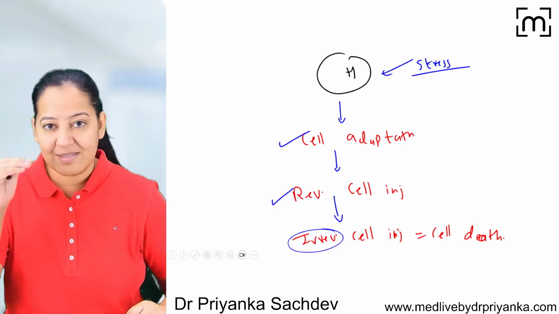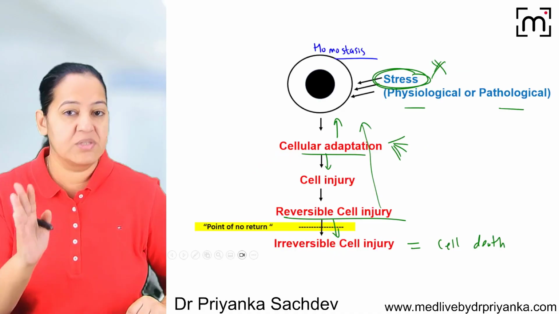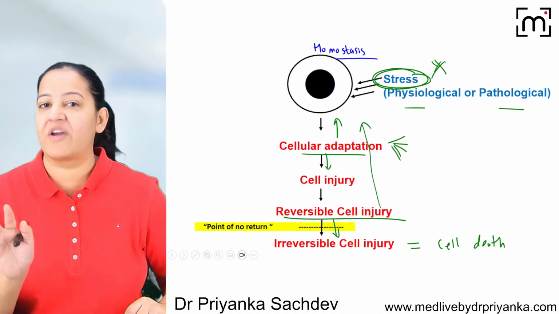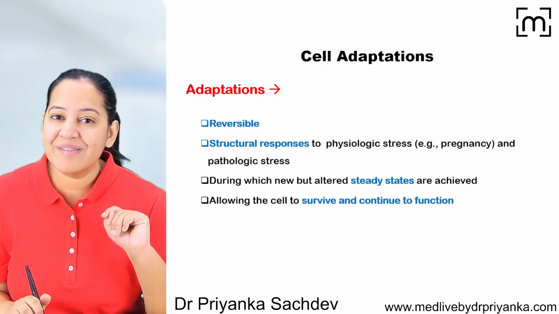Okay, so we'll be discussing all 3 one by one. Let's start with cell adaptation. Now you understood with this diagram what is cell adaptation. You can draw this diagram in your exam. Now you can define cell adaptation well. What is the definition of cell adaptation?